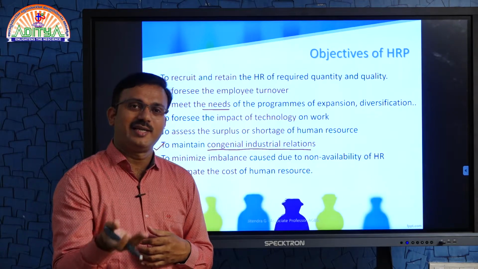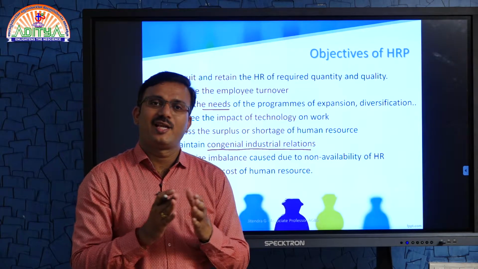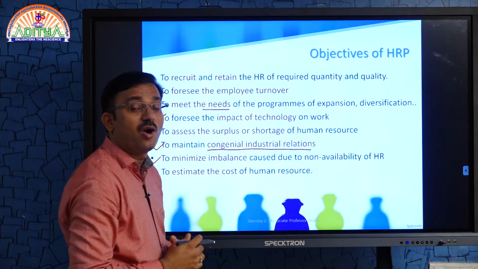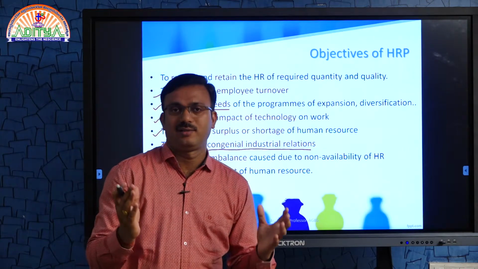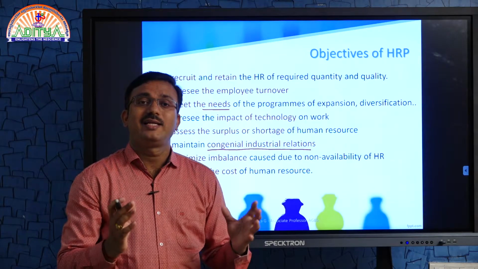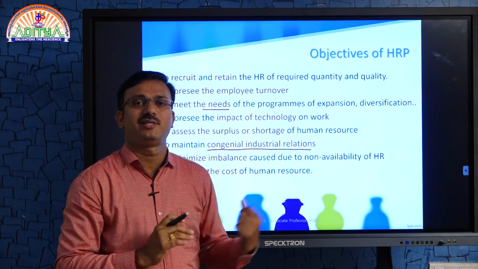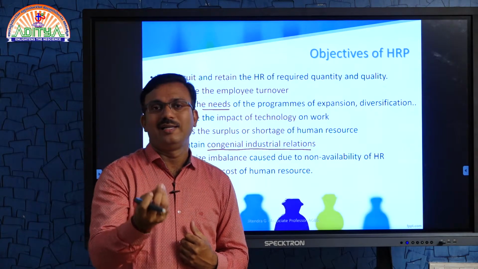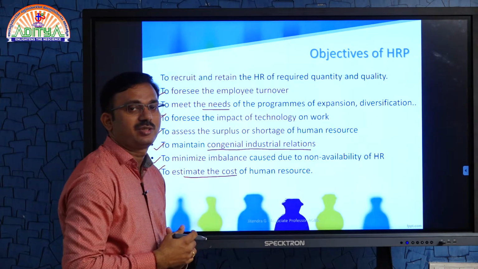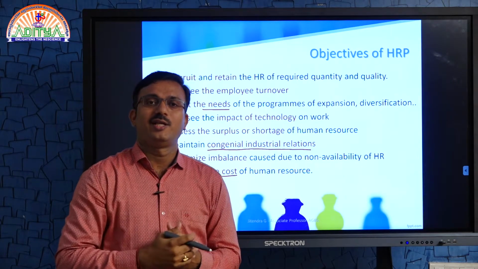If those employees who are working in the organization are overloaded, automatically it will affect the relations among the individuals. And next is to minimize the imbalance caused due to non-availability, because in some areas or sectors the manpower is not available in terms of qualifications. At that time, we replace those positions with the available manpower by giving a little training on the work. And the last one is to estimate the cost of human resource. That means how much cost is incurred on manpower, or in total on HR.